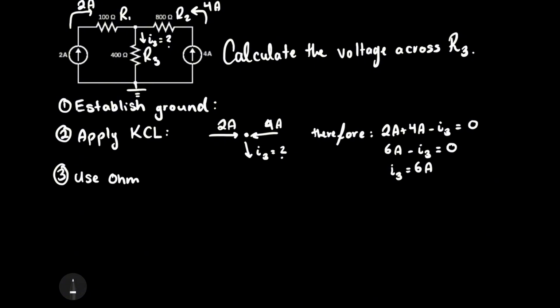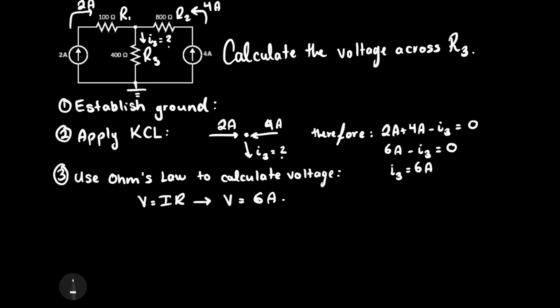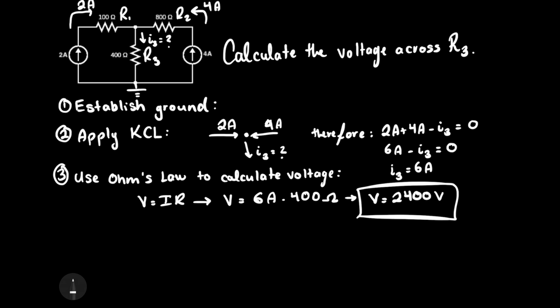Next, in step 3, finally, all we do is use Ohm's law to calculate the voltage. We know that V equals IR is Ohm's law. Therefore, V equals 6 amps, which we calculated in step number 2, times the 400 ohms gives us a final answer of 2400 volts, which is across R3.